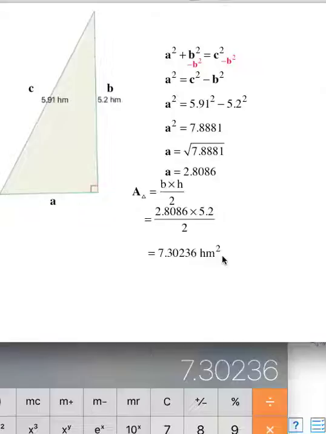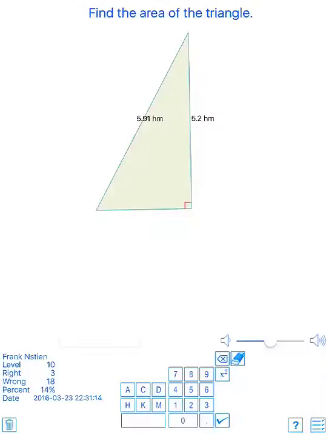hectometers squared. All right, so let's go back to the app. 7.30236 space hectometers squared. Okay, remember it's units squared because it's area. Okay, and then we have to click on this little square button. Okay, so that will put the little 2 here for hectometers squared. All right, then we click on the check button to check to see if we're right.